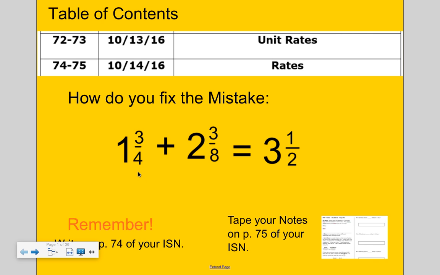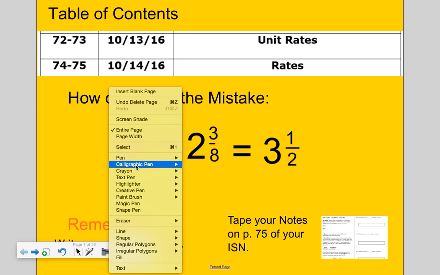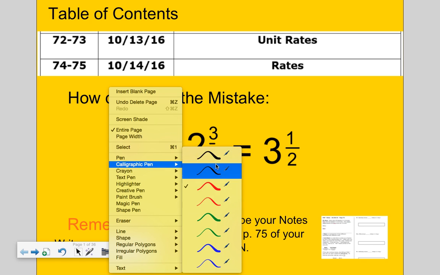It's 1 and 3/4 plus 2 and 3/8 is equal to 3 and 1/2. Well, 1 whole plus 2 whole is 3. I don't see anything wrong with that so far. But isn't 3/4 more than 1/2? So I do see a mistake already here. So let me get my pen.